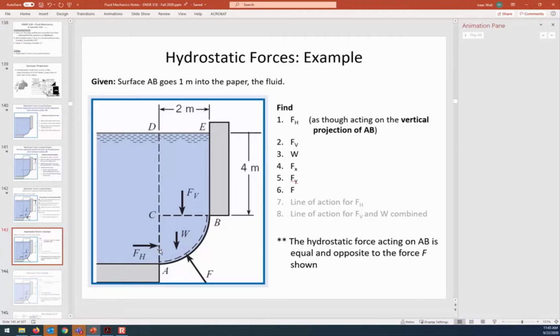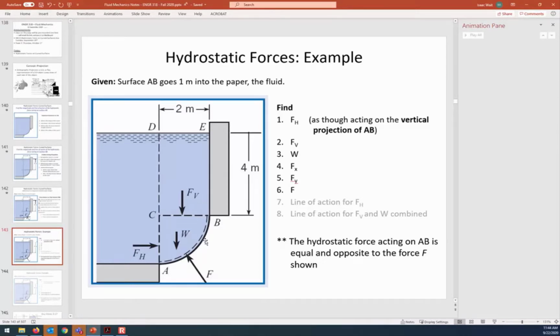The next is that the horizontal force component is determined by considering the projected shape of the curved surface. And so in this case, the curve projected a vertically oriented rectangle. And we found the equivalent force acting on that hypothetical vertically oriented rectangle. So that's the horizontal force. And then the vertical forces we learned are just from the weight of the water.